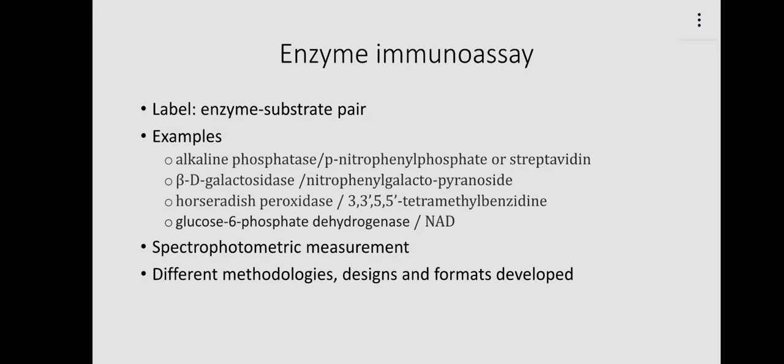So enzyme immunoassays can take different forms. We can have heterogeneous, and we shall see an example of a heterogeneous enzyme immunoassay. We shall also see an example of a homogeneous enzyme immunoassay. They could also be competitive or non-competitive, and the formats could be antibody or antigen capture.